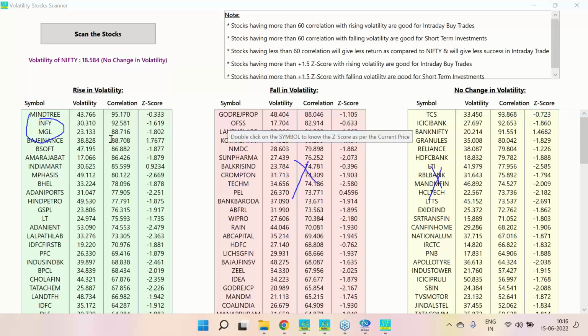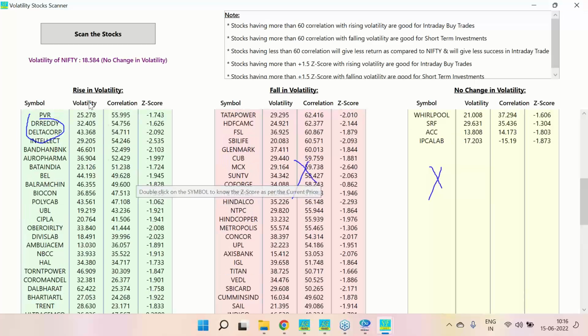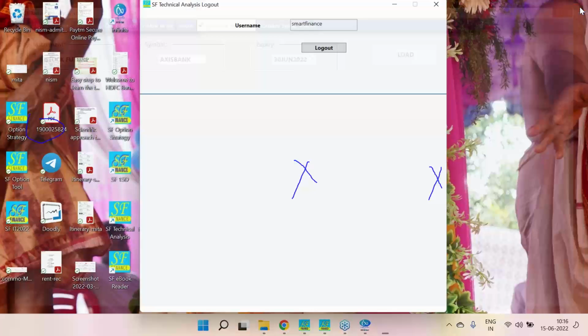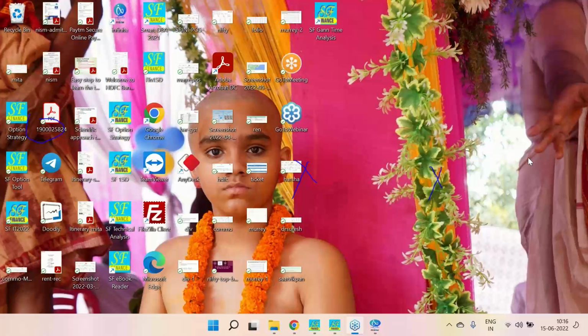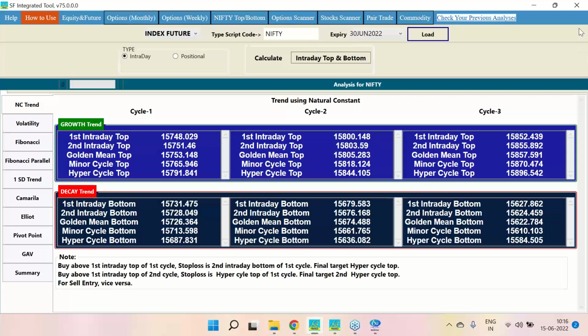So that was the old interface, and this is the new interface along with the volatility. And this list can change. The rise in volatility list can change during the day. So whenever you are going to trade, have a look at that and initiate the trades. Take that stock and initiate the trade.